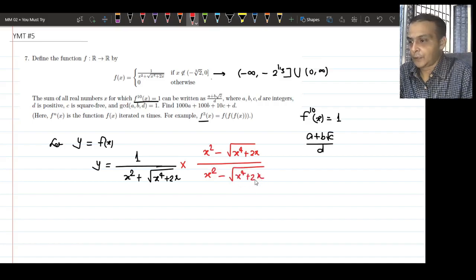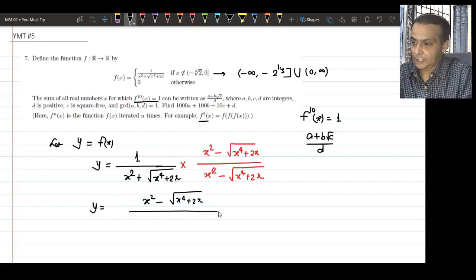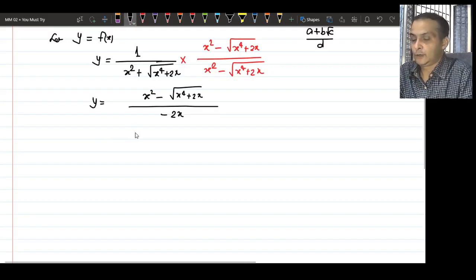And now we can simply write this y as: y is equal to x squared minus square root of x to the power 4 plus 2x, and in the denominator we will have x to the power 4 minus x to the power 4 plus 2x, with the square root omitted. So that will give you negative 2x, because x to the power 4 and x to the power 4 get cancelled. So this is the expression we have, and now let's make it implicit.